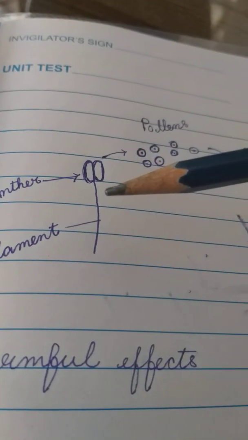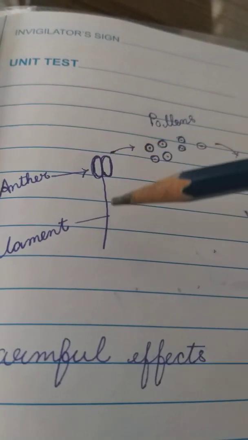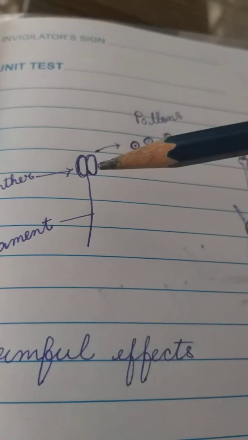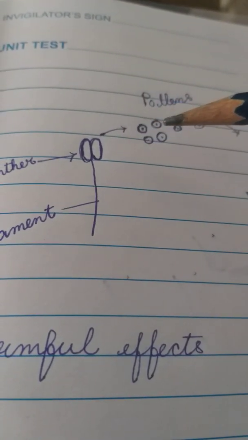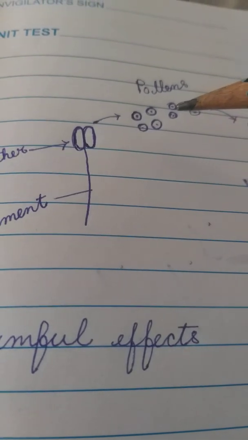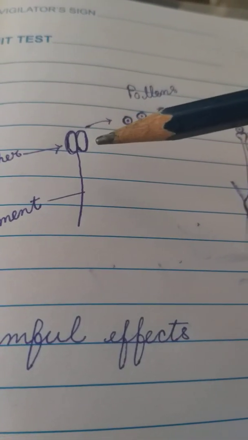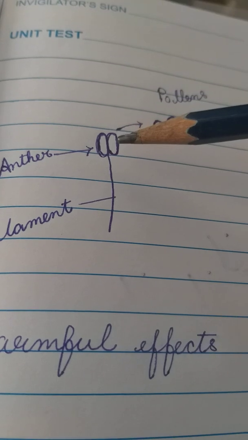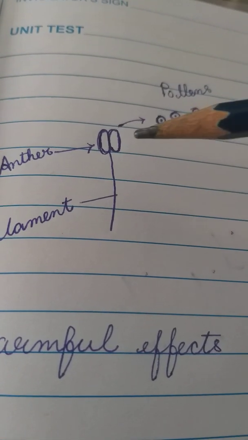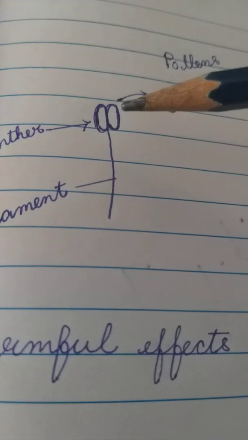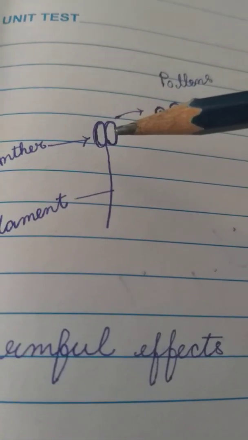This is a stamen. This is the anther and filament. When the anther matures and dehydrates, the pollen grains are released spontaneously by rupture of the anther, which is called dehiscence. The pollens are released from the anther along the line of dehiscence.